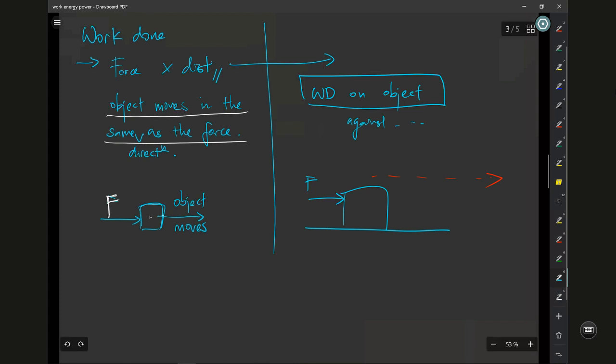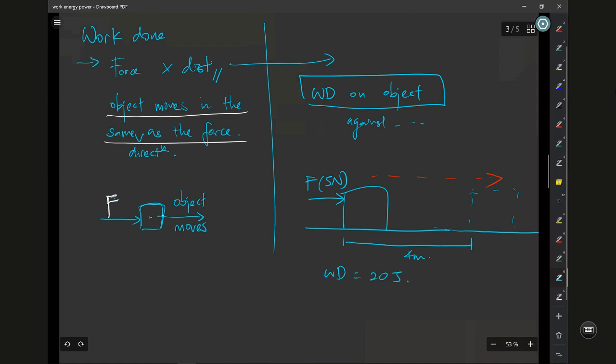Okay, so the final outcome is that the box will end up here. So work is done on the box, and let's say from the back of the box to the back of the box in its new position is about 4 meters, and let's say this is 5 newtons. Okay, the work done is simply 5 times 4, which is 20 joules.